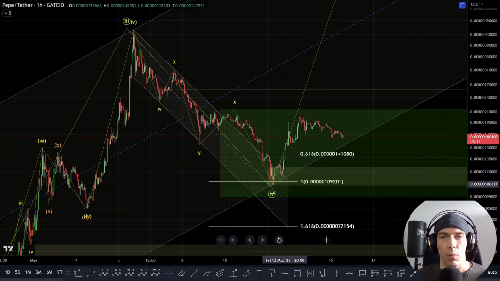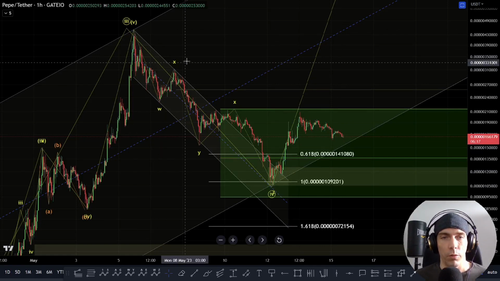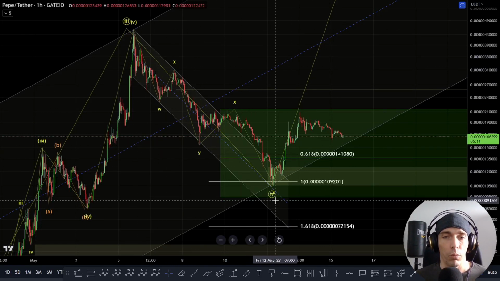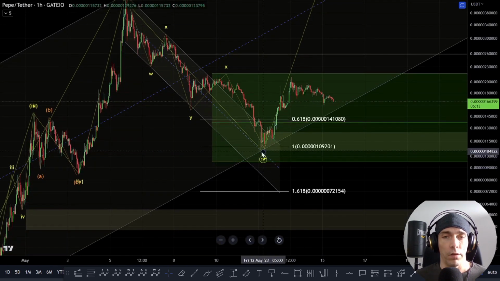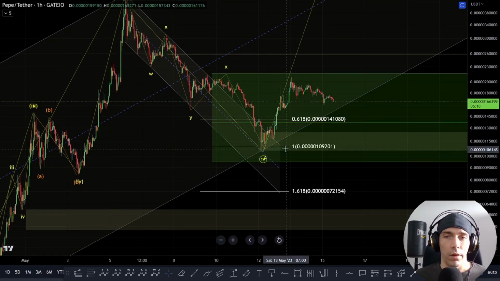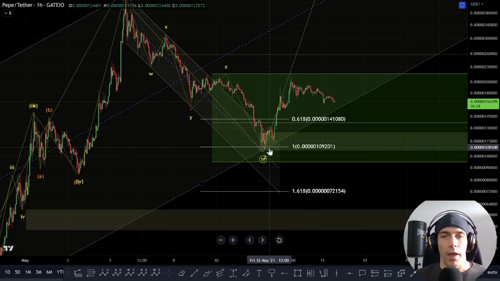Now, the way that we also talked about this, which has actually worked out quite well, was we were looking for the potential that we had a more complex move, where we're looking at this as W, X, Y, and X, and one more leg to the downside in a Z wave. Now, this actually came down and hit this 1-to-1 pretty much on the head here.